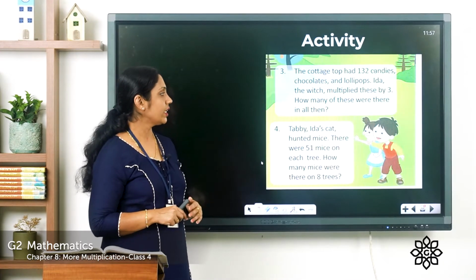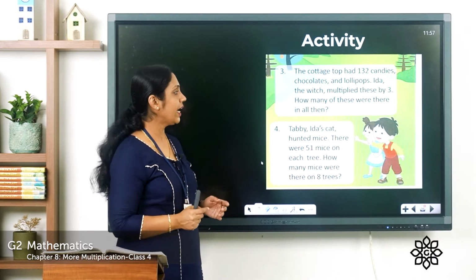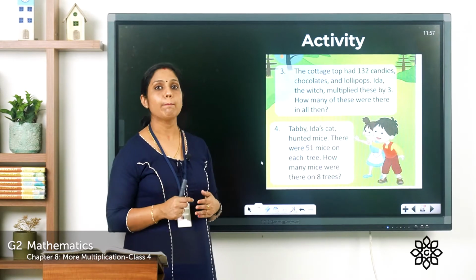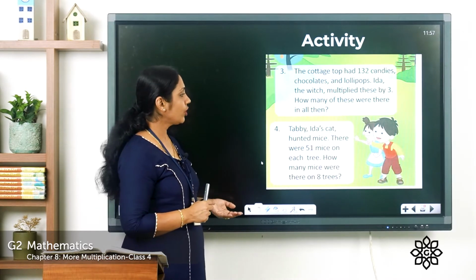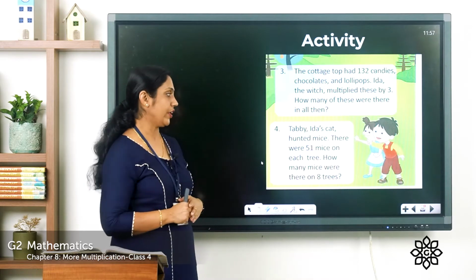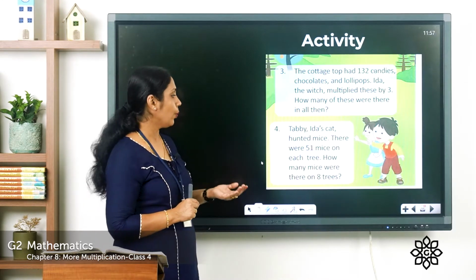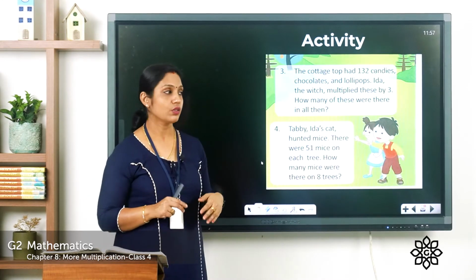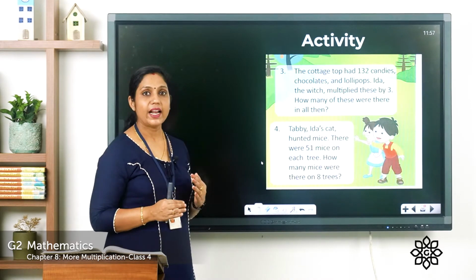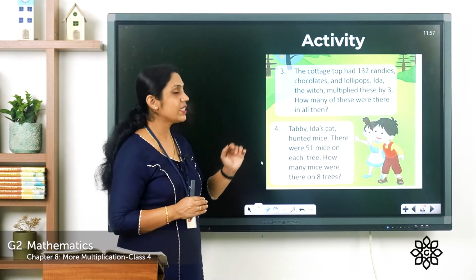The next question. Tabby, Ida's cat, hunted mice. There were 51 mice on each tree. How many mice were there on 8 trees? So this Ida had a cat. So the name is Tabby.